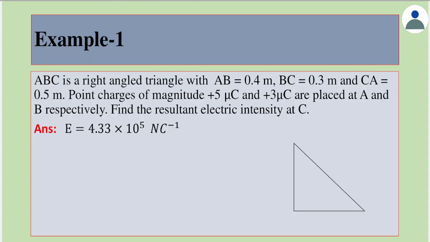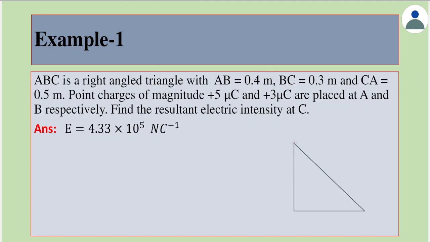Example 1 says: ABC is a right angle triangle with AB equal to 0.4 meter, BC equal to 0.3 meter and CA equal to 0.5 meter. Point charges of magnitude plus 5 microcoulomb and plus 3 microcoulomb are placed at A and B respectively. The question says find the resultant electric intensity, which means only the magnitude, at C.